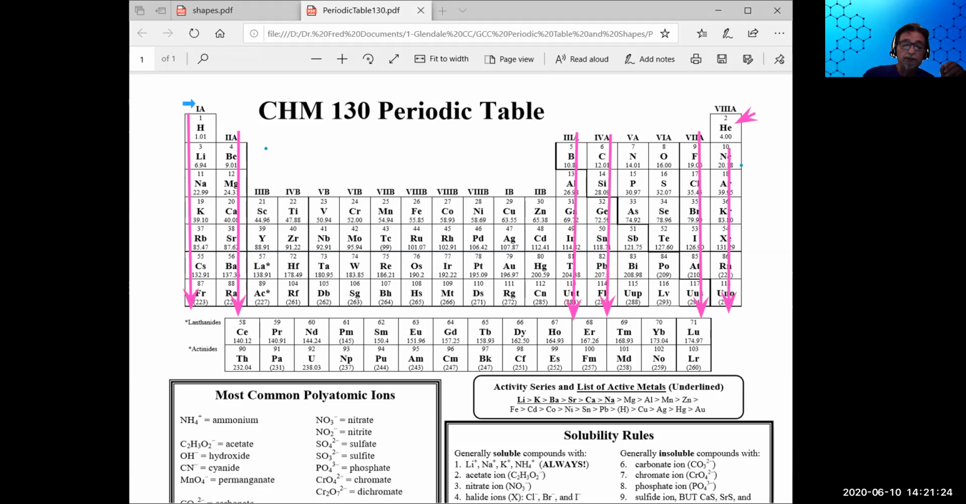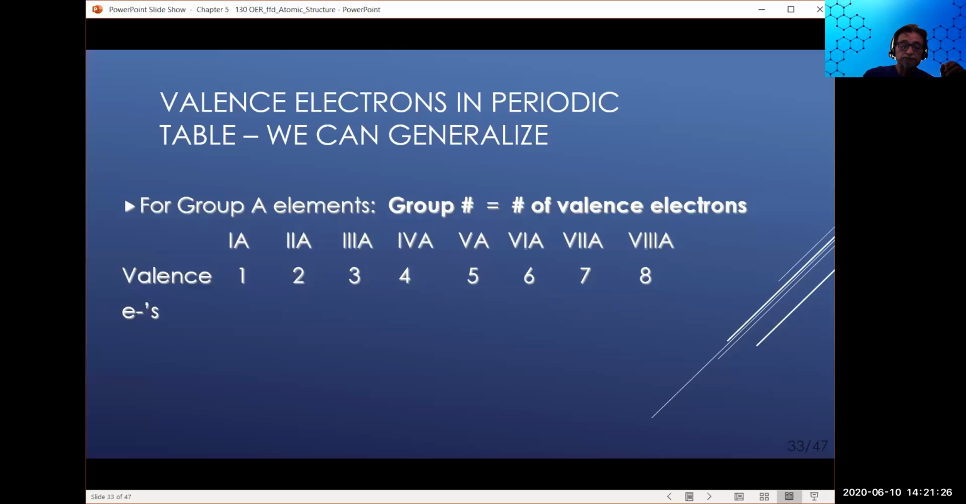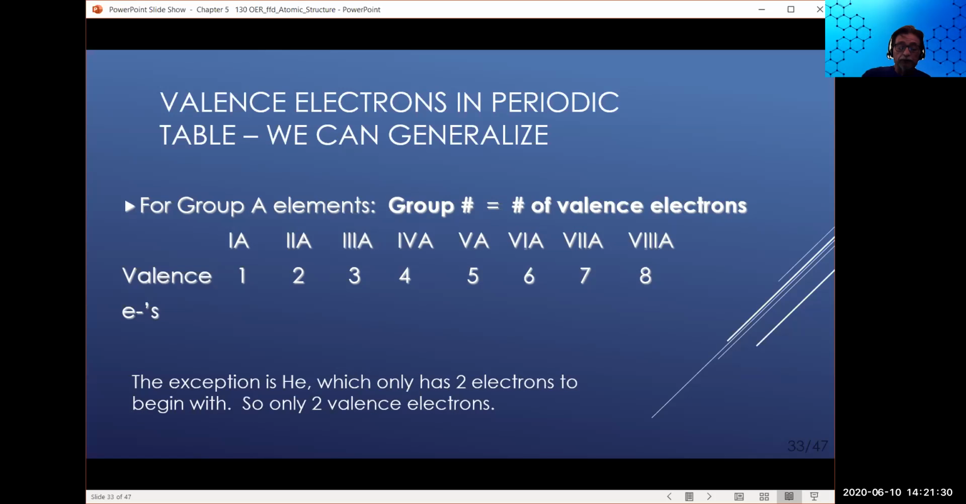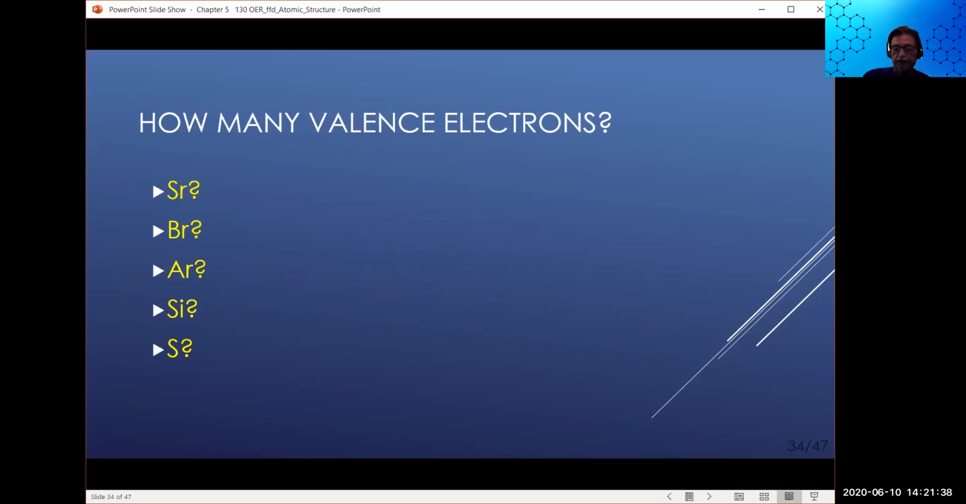All right, let's go back here. So that's the number of valence electrons. Of course, helium doesn't have 8, it has 2. That's all it is. It has a total of 2 electrons.